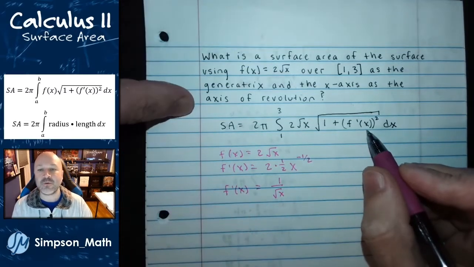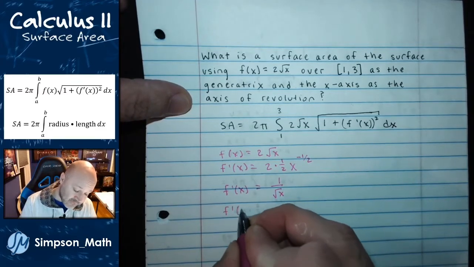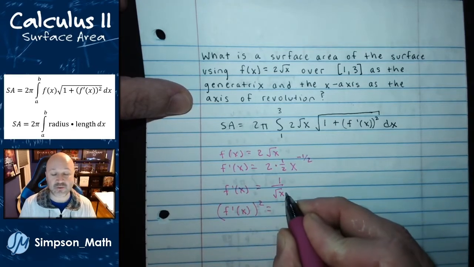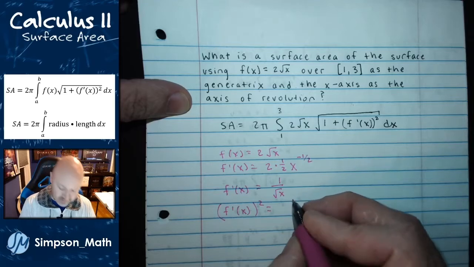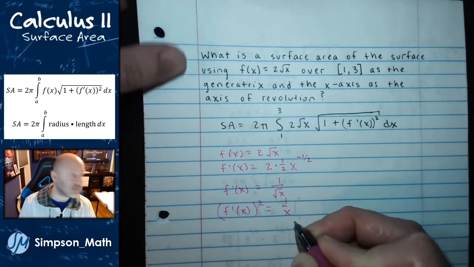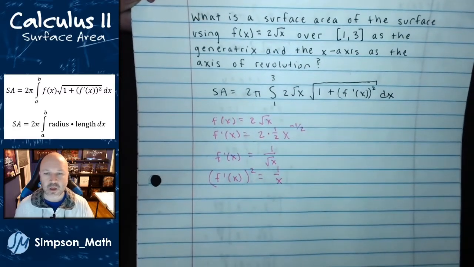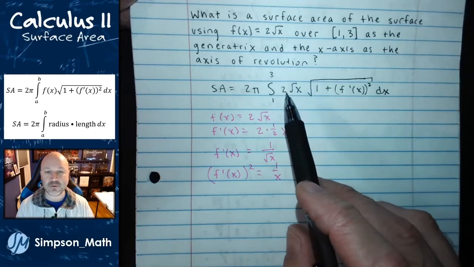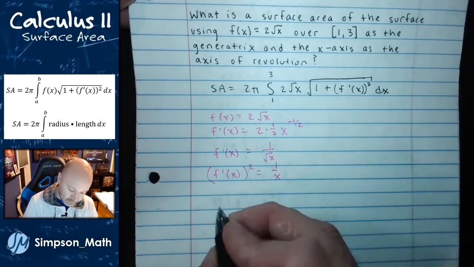Oh, but I need that value squared. F prime of x squared is just this value squared. So I can square both the numerator and denominator, and I'm going to get 1 over x. That was convenient. Okay, I think I'm ready to throw this into the formula. I think I'll also take this 2 constant out of the integration, so I have 4 pi out front.